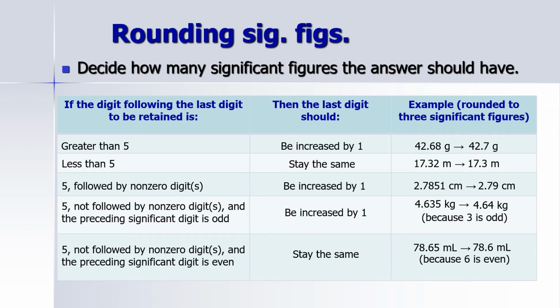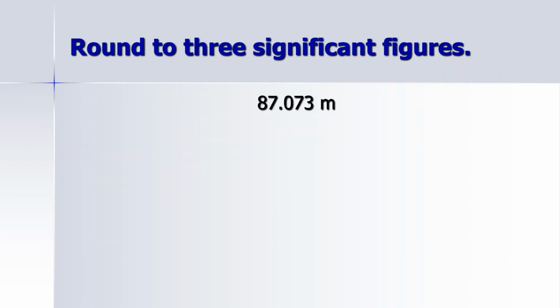Okay, so the only difference that we have in chemistry, specifically for rounding sig figs, is if we get a 5. The first two things: if it's greater than 5, you add a 1. If it's less than 5, it stays the same. That's the same thing that we do in math as well. So let's look at some problems.